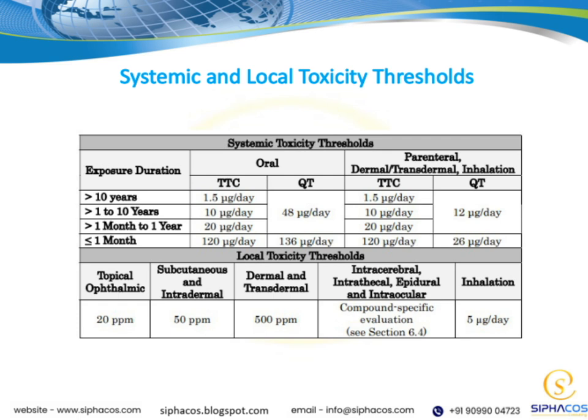On the other hand, local toxicity thresholds focus on specific tissues or sites, like the skin or respiratory tract, where the substance might cause localized damage or irritation. Recognizing these thresholds allows us to establish safe exposure limits and design better safety protocols. It's important because, as we've seen earlier, managing both systemic and local risks is key to ensuring safety in our applications. Understanding these thresholds ultimately helps us protect health while still achieving our desired outcomes with these materials.